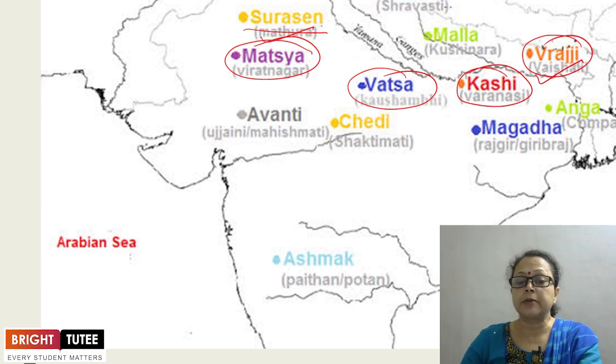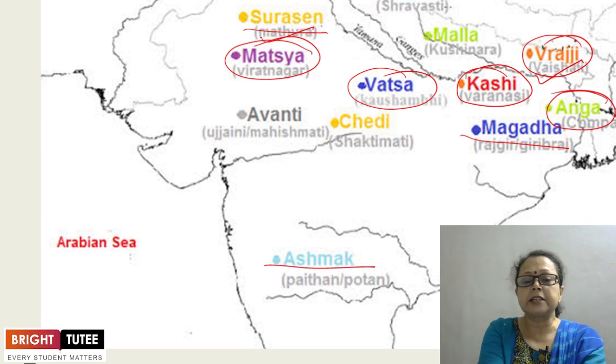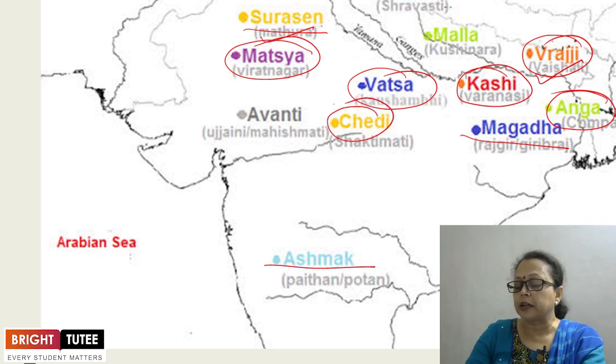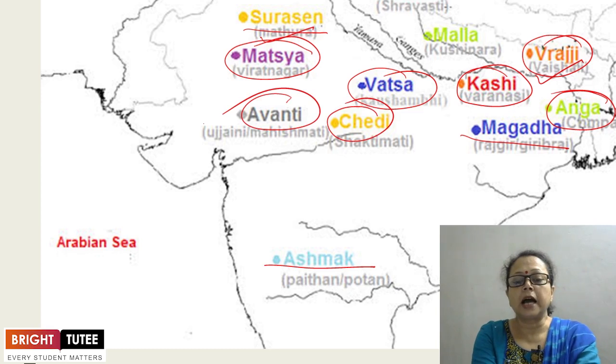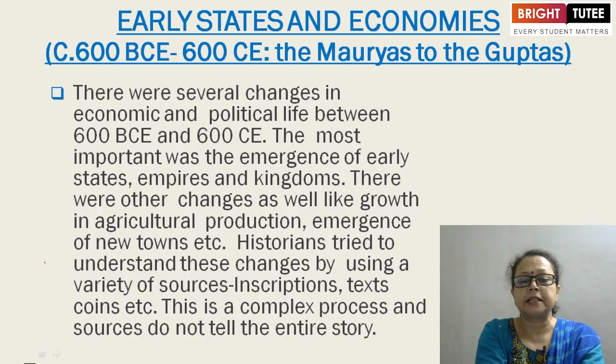When we study about Buddhism and Buddha, there we have to study it. Anga is there. Then Magad, Asmak. Chedi is also there. Avanti is there. These are all very important Mahajanapadas during the period. This period means this chapter is actually based between 600 BCE to 600 CE.